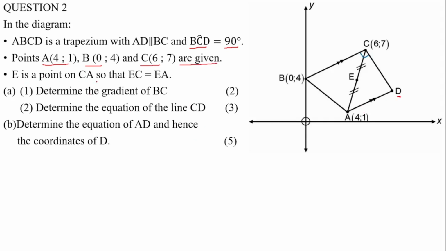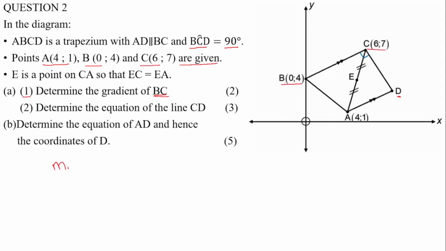E is a point on CA, so that EC is equal to EA. So it means E is the midpoint of AC. We may be required to use the midpoint formula here. So the first question says, determine the gradient of BC. The gradient of BC. So we're going to use the coordinates of B and C.